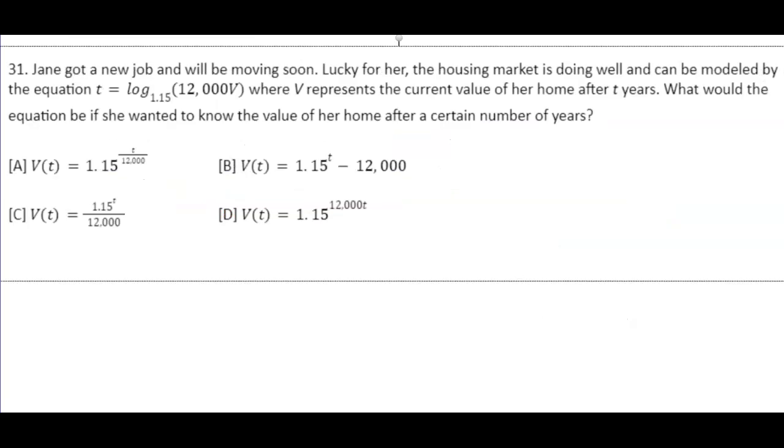Similar problem here. Jane gets a new job. She'll be moving soon. Lucky for her, the housing market is doing well and can be modeled by the equation t equals log base 1.15 of 12,000 times the value of her home after 2 years. What would be the equation if she wanted to know the value of her home after a certain number of years? So basically, if you look at all your choices, you're solving for v. Very much like the problem we did for number 30.